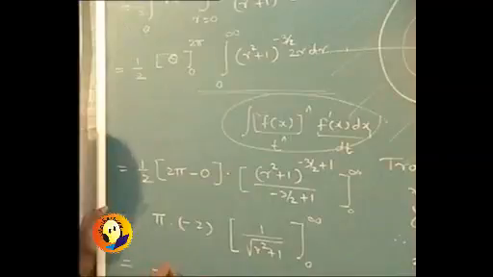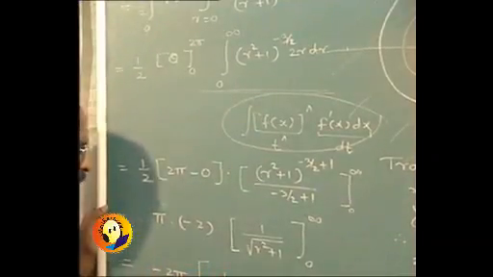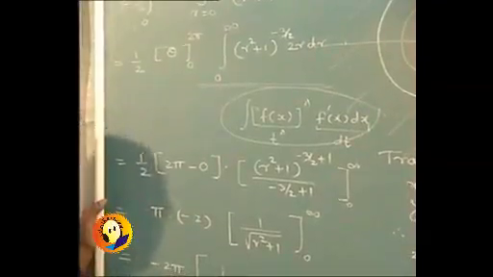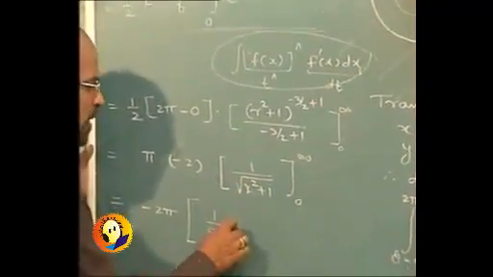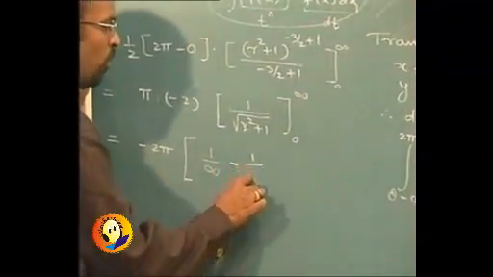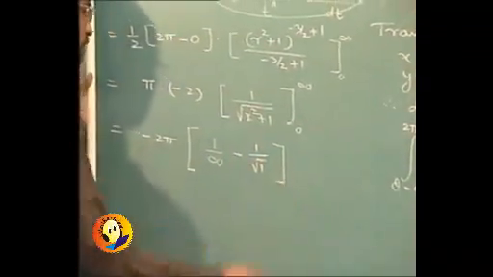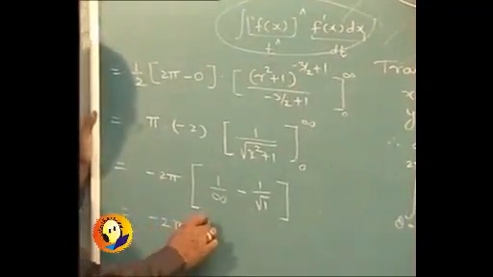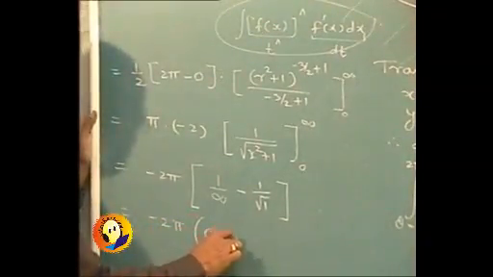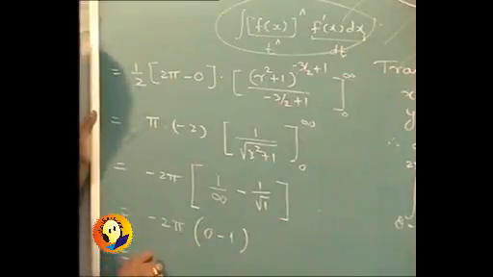So this will be minus 2 pi. When I substitute the upper limit, it will be simply 1 upon infinity, which will be 0. And the lower limit r equal to 0, when substituted, will be minus 1 upon root 1, which is 1. So this comes out to be minus 2 pi into bracket 0 minus 1, the final answer being 2 pi.